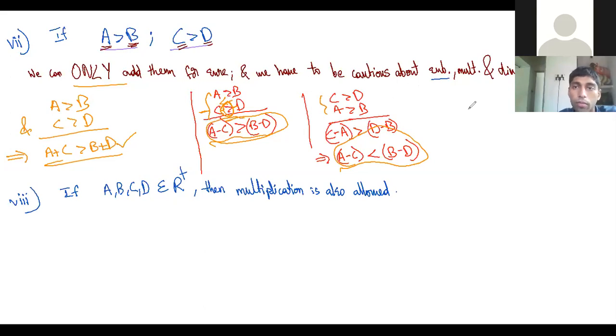Okay. But then, again, you might observe something interesting. After you multiply with minus 1, the same thing you can write in this way. Minus D is greater than, what happens? Minus C. Is this true?